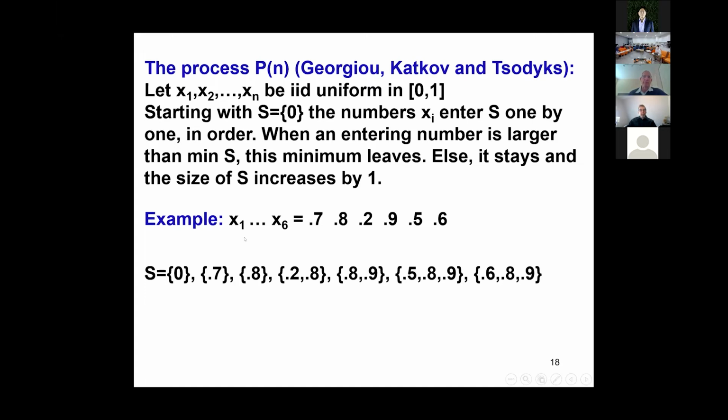So here is a simple example. x1 up to x6 are 0.7, 0.8, 0.2, 0.9, 0.5, 0.6. They enter in order. So you see, at the beginning we had 0, then 0.7 came, it is larger, so it enters, 0 leaves. Then 0.8 comes, it is larger than 0.7, so 0.7 leaves and 0.8 stays. Then 0.2 comes, it is smaller, so it enters the memory and the size of S increases by 1, it's 0.2, 0.8. Then 0.9 enters, throws out 0.2, 0.5 enters, it is smallest, so the memory increases by 1, and when 0.6 enters, then 0.5 leaves.